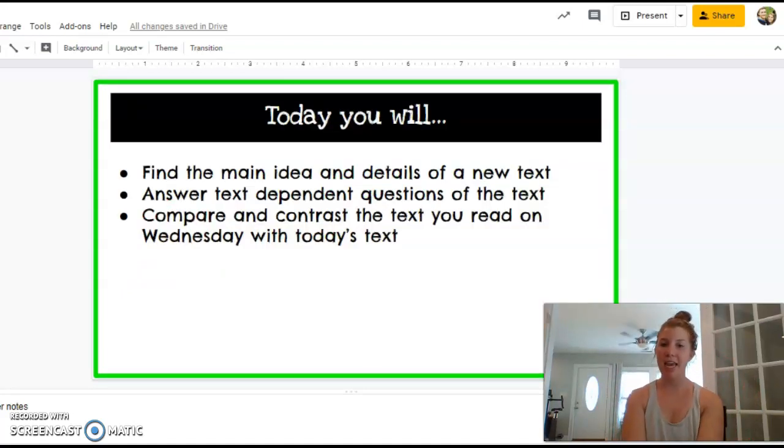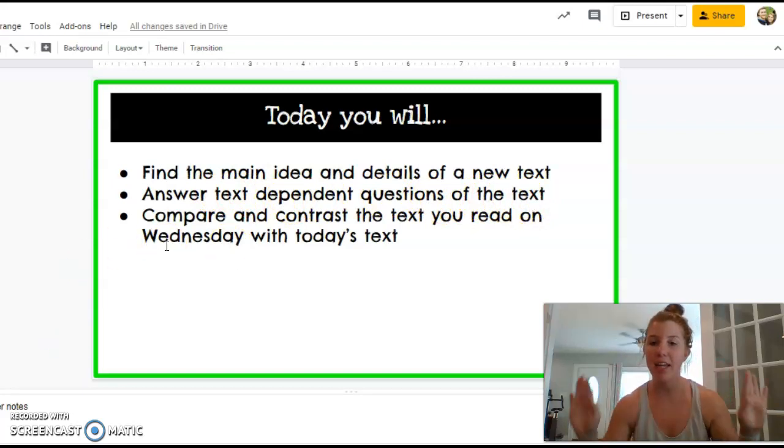All right, today you will, I'm going to go over this quickly because it's kind of what I just said. Find the main idea and details of a new text. That new text was titled what? Water Pollution. Yes. You're going to answer text-dependent questions of the text and then compare and contrast the text you read on Wednesday with today's text.